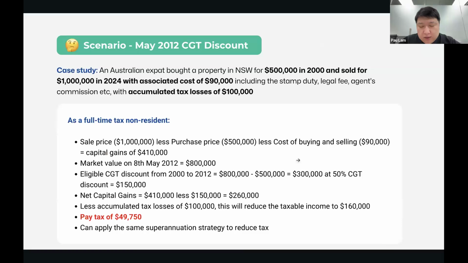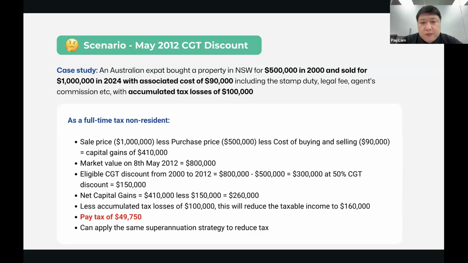Okay, and let's talk about another scenario. Let's say you own the property before 2012, before the capital gains discount rule change. How does it impact you? So the example here is an Australian expat who bought a property in New South Wales for $100,000 in 2000, which is before the 2012 rule change, and sold the property for 1 mil in 2024 with associated costs of $90,000. Same thing, including stamp duty, all the costs of buying and selling, and with the tax loss of $100,000.